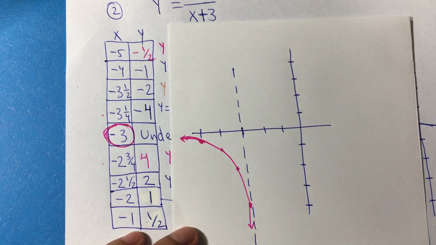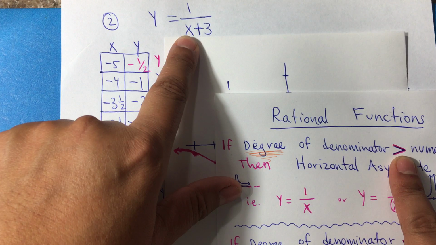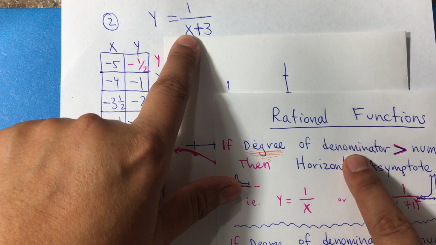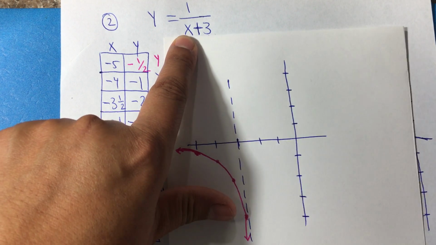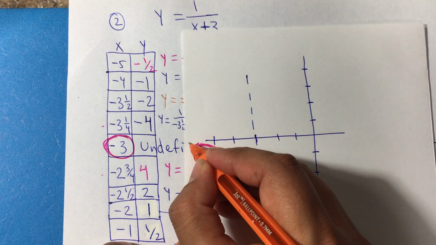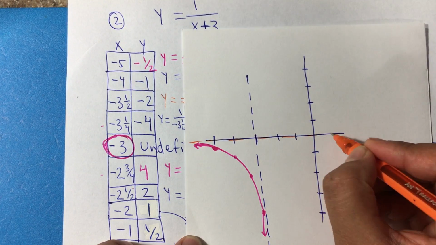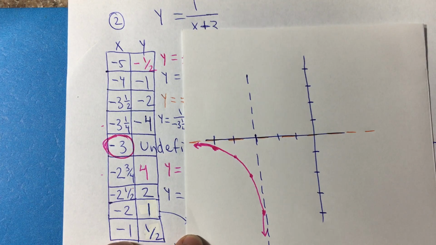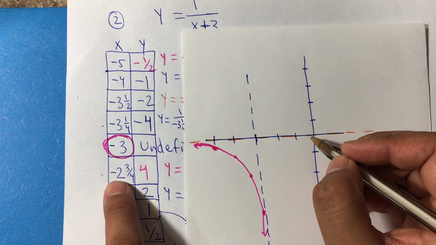Also, from the rule, because it's a higher degree at the bottom, the denominator is greater, y is 0. Okay, so what does that mean? It means that my horizontal asymptote is going to be y equals 0. Just means that it's going to be right on the x-axis. So it never touches right there. Okay, so negative 3.